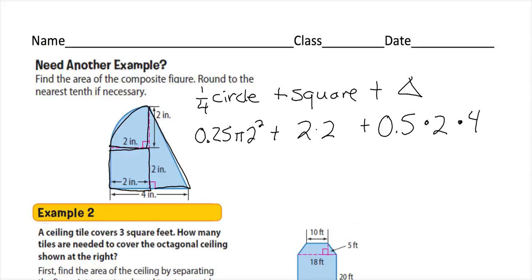All right, so we got a lot to type in, so take your time here. So we're going to do 0.25 pi 2 squared plus, and then 2 times 2, which is 4, plus, and then 0.5 times, and then 2 times 4, which is 8. All right, we're going to round off to 1 decimal place because it says to nearest tenth, so we should get 11.1. And this was in inches, so inches squared. Okay?